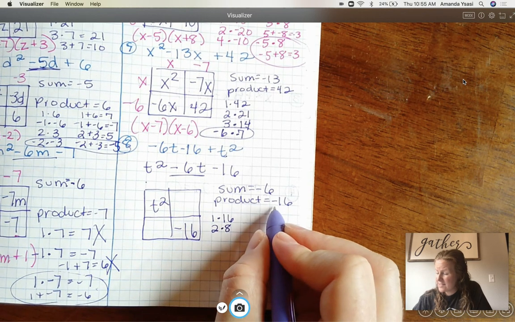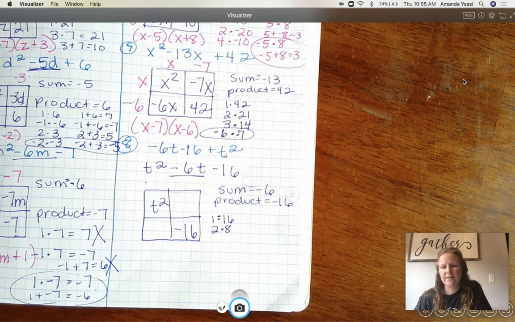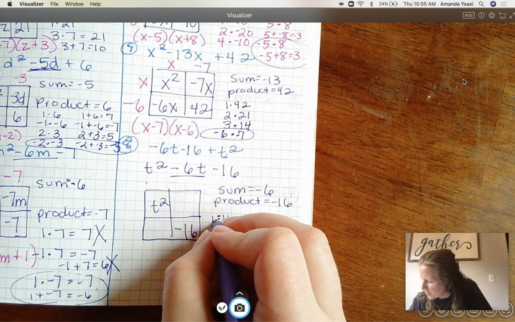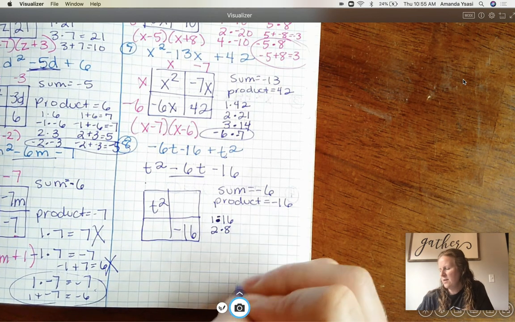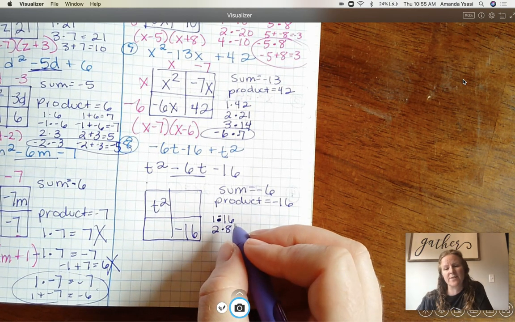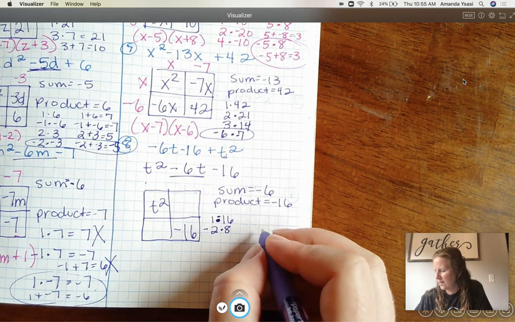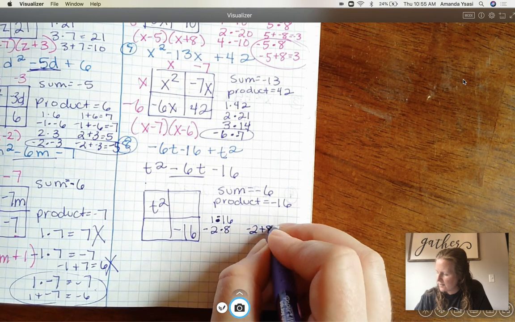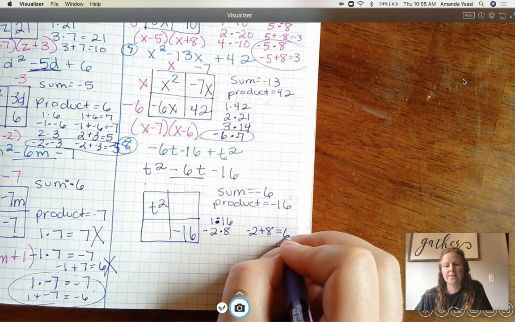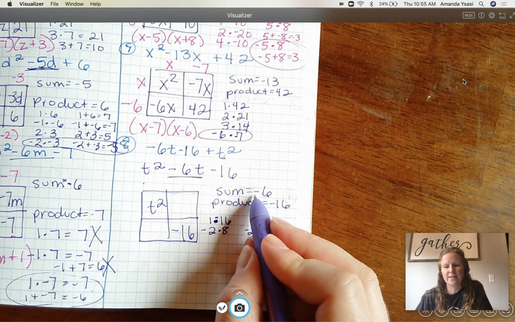Oh, this is negative 16, so one of them is going to have to be negative. This is a multiply, so that's a negative. And if we add those, that gets negative 15, so that's not right. What about 2 times 8? Negative 2 times 8 is negative 16. What is negative 2 plus 8? It's positive 6, but we want a negative 6.